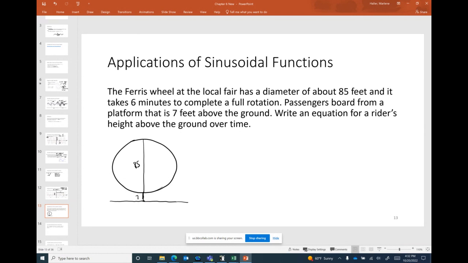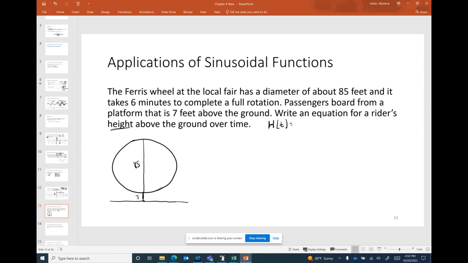All right, so we need to write an equation. What do we want our equation to be? For the rider's height above ground over time. So we're writing an equation for height, so I think I'll call my equation h. And it's over time, so I think I'll use t as my input variable. So I'm going to write the function h of t.